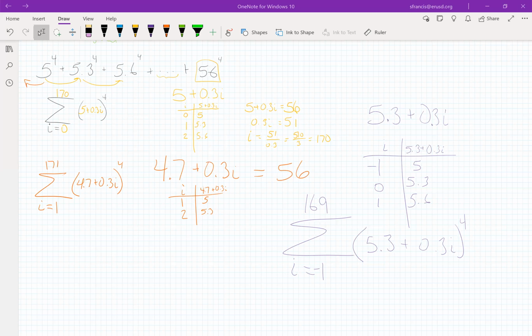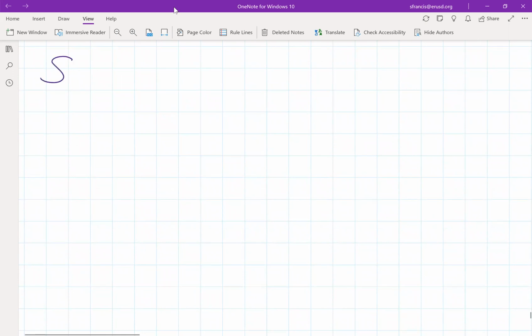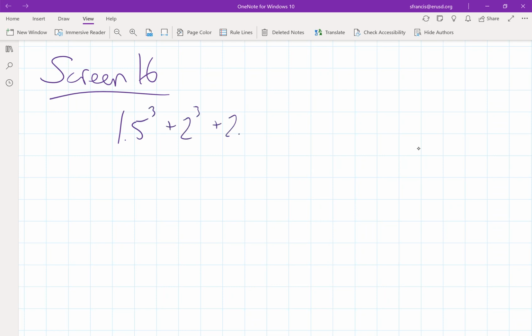All right, most of you have it, but for those who don't, and that's okay, we're still learning here. Let me go write this out somewhere. My zoom factor is not good right now, so let me adjust that too. So this is screen 16, I think. All right. Yeah, 16: 1.5 cubed plus 2 cubed plus 2.5 cubed all the way out to 20 cubed.